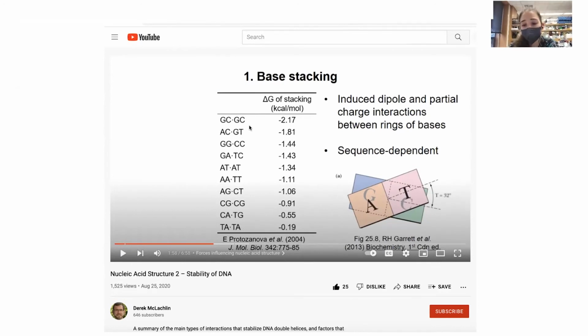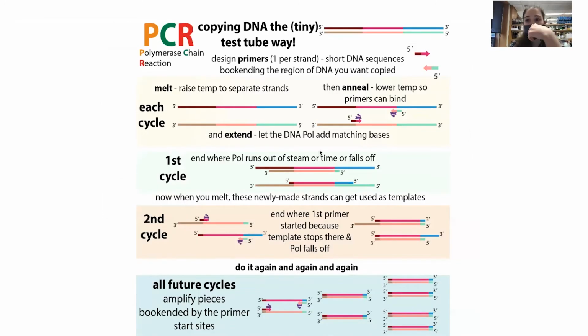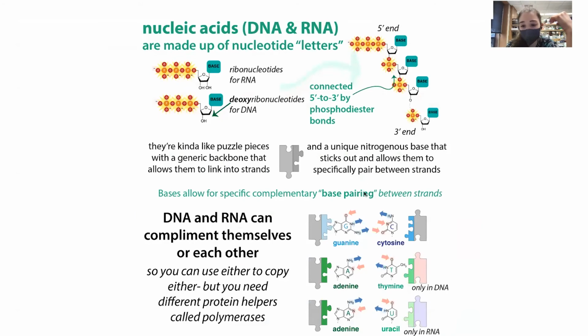And so you can see that this is all sequence dependent, but this is the main basis for why GC-rich regions of DNA are stronger, why they have a higher melting temperature. So basically when you're doing PCR, the amount of heat, so the energy you need to add to actually pull these strands apart, is going to be greater if your sequence has a lot of G's and C's. This is not because they have 3 pairing instead of 2 pairing, but the main reason is really because of the differences in their base stacking.